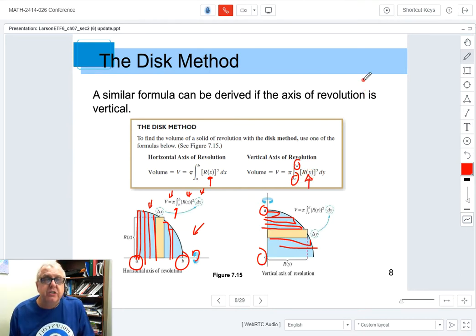So you have to understand, if you're going to rotate it about the x-axis, it would look like this. They call it the horizontal axis, or the vertical axis, the y-axis. You're integrating with respect to y.